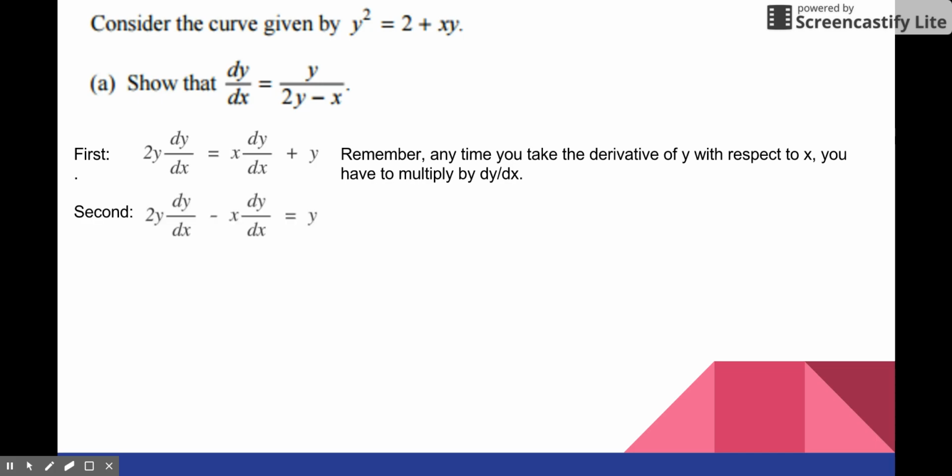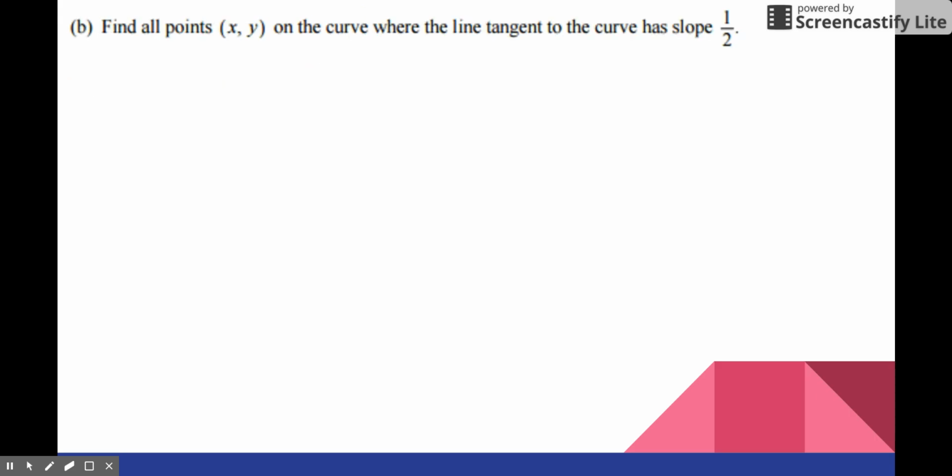Then we move all the factors with the dy/dx to the left-hand side, so 2y times dy/dx minus x dy/dx is equal to y. Third, we factor out a dy/dx. And finally, we divide by 2y minus x to get dy/dx is equal to y over 2y minus x, which luckily they asked us to show, so we must have done it correctly.